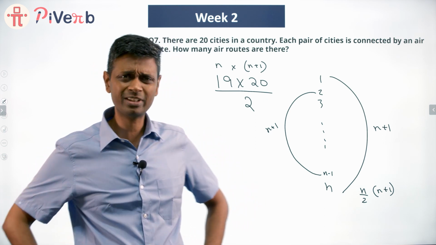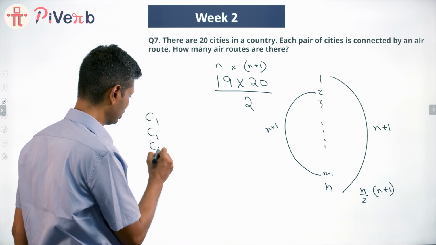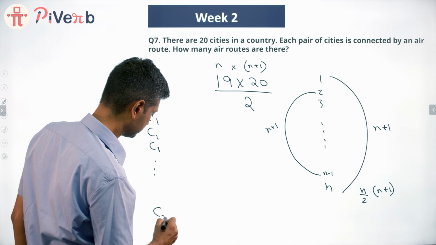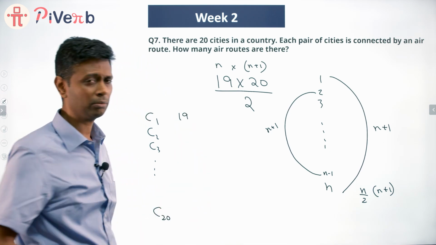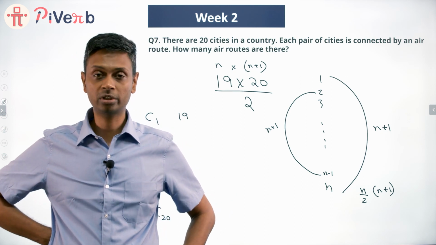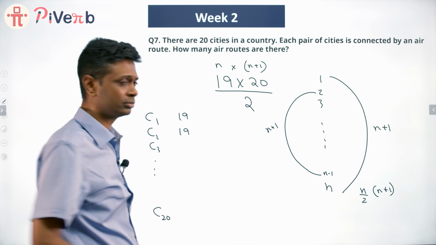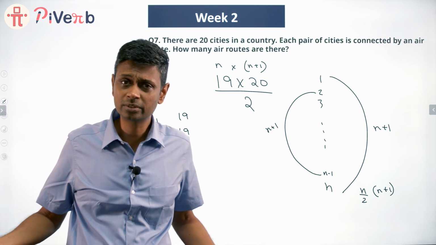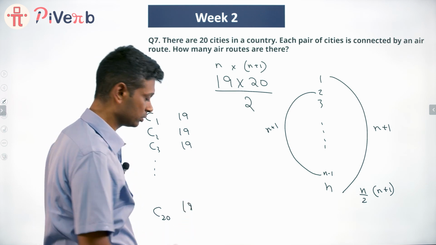Now this question I'm going to do slightly differently. Same approach: C1, C2, C3, all the way till C20. From C1 there are 19 routes. From C1 I can go to 19 different cities, 19 routes, done. From C2 there are 19 routes. From C2 I can go to the other 19 cities, 19 routes. From C3 there are 19 routes. From C20 there are 19 routes.